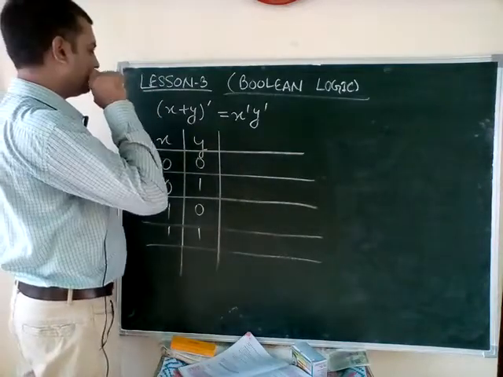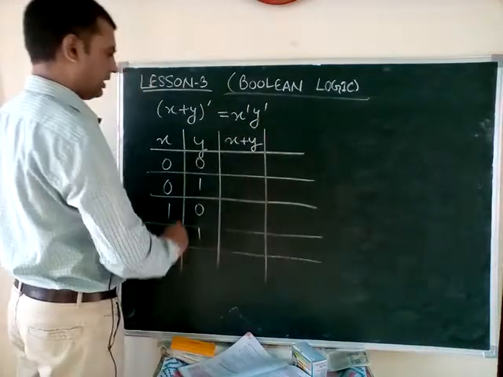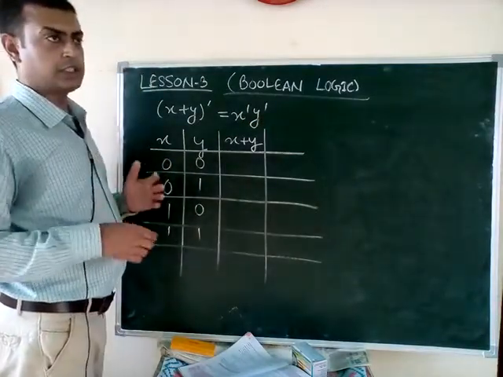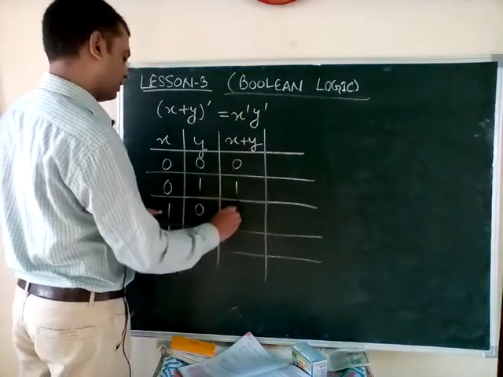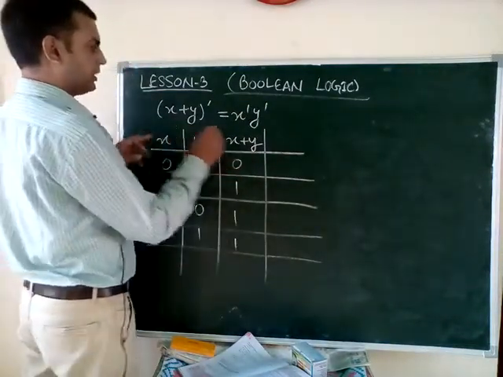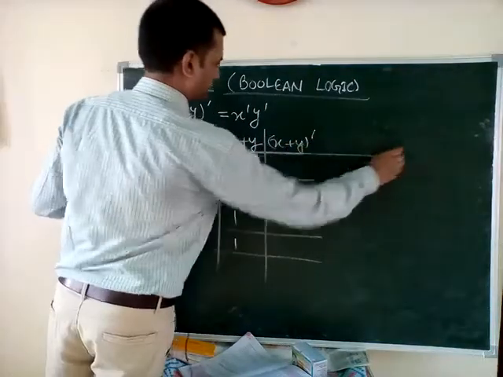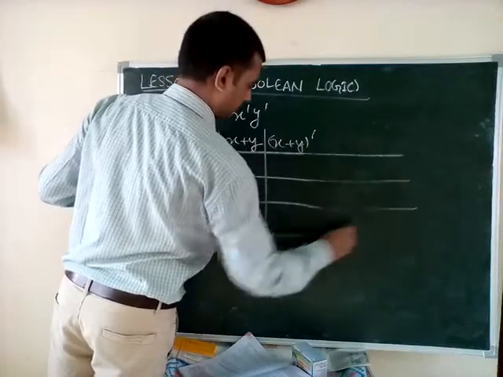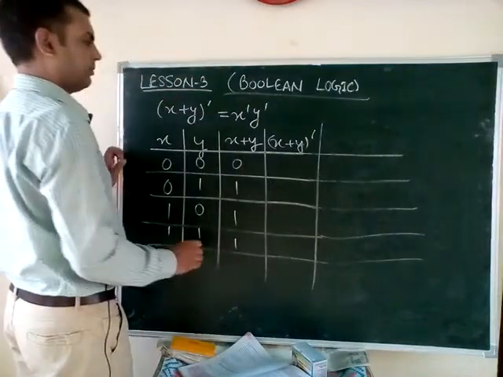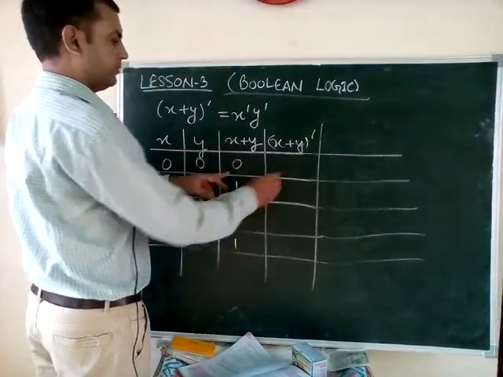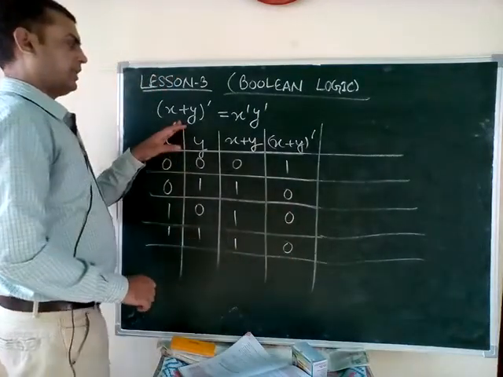First we have to calculate x plus y. x plus y means this is OR logic, if any one is there then you have to give 1. So it is 0 1 1 1. Now x plus y bar means just reverse it, 1 0 0 0. So with this we have calculated.